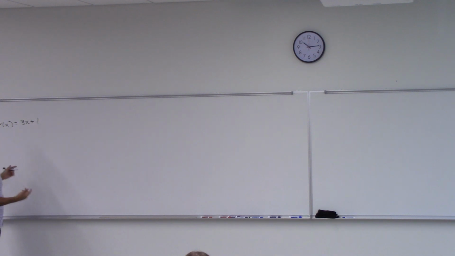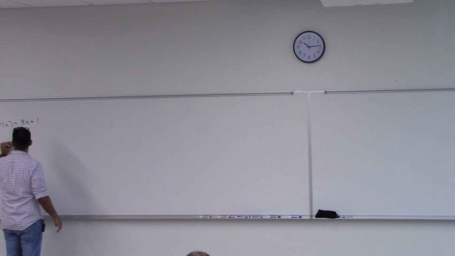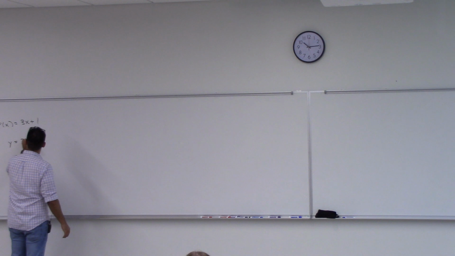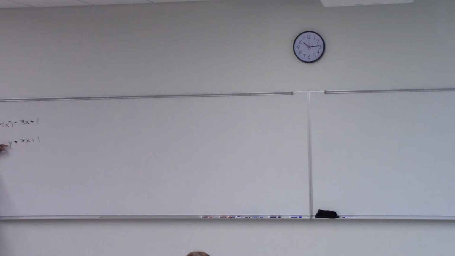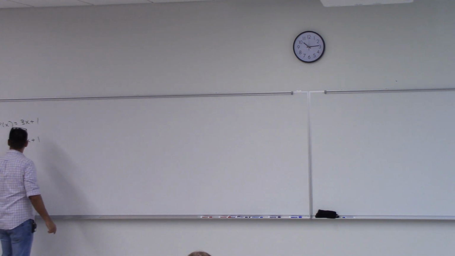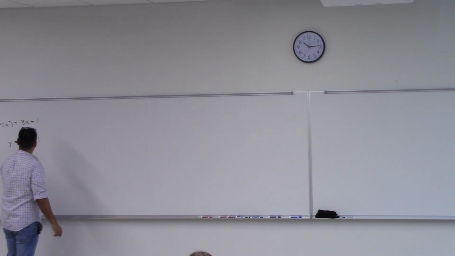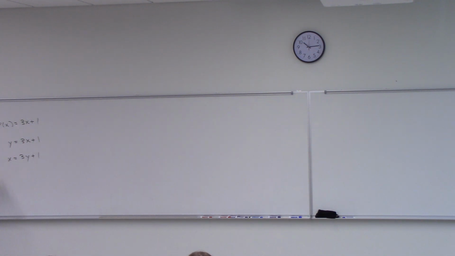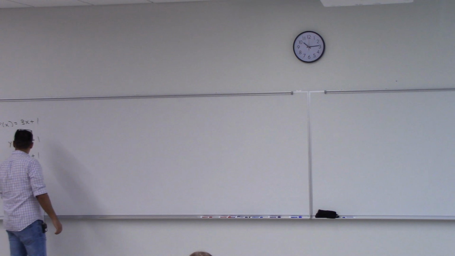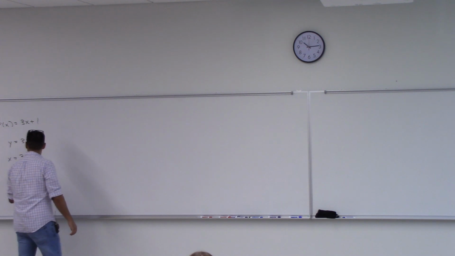Now to find its inverse, the technique is to first replace f of x with y. Swap x and y. So everywhere you see y, put x. Everywhere you see x, put y. Does that look familiar to you all? And then solve for y. So if I solve for y, subtract 1 on both sides, divide by 3.